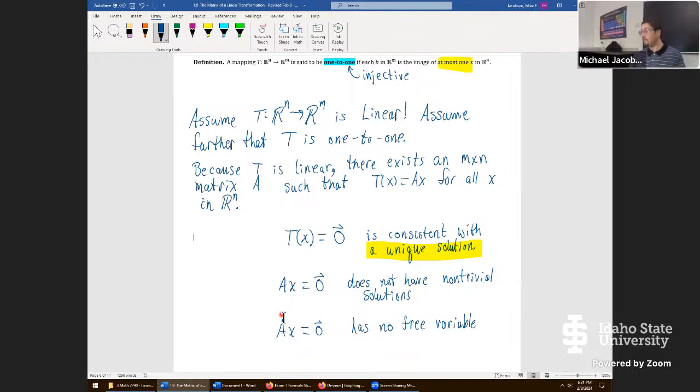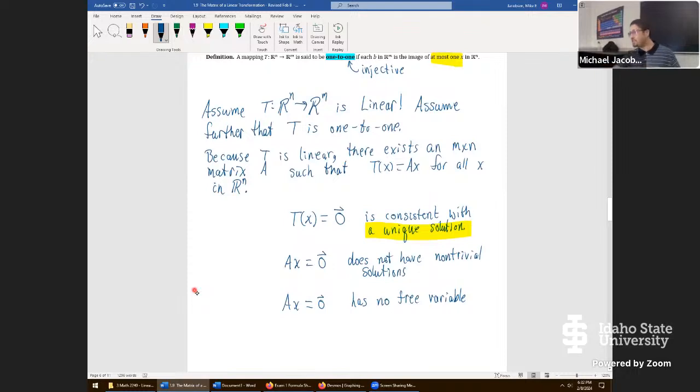Exactly. If there's no free variables, or on this line, I kind of wrote it weird, you could rewrite this by saying it has only the trivial solution. But either way of thinking about it, the columns of A are now linearly independent. So let's say that as our next line. This implies the columns of A are linearly independent.